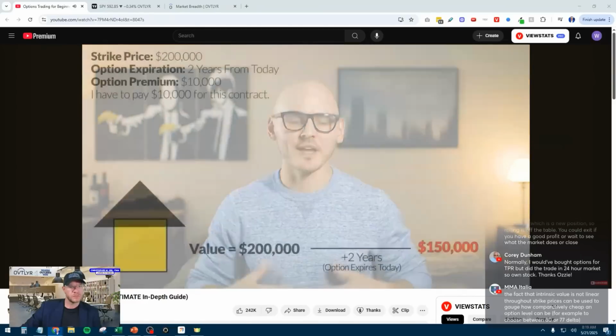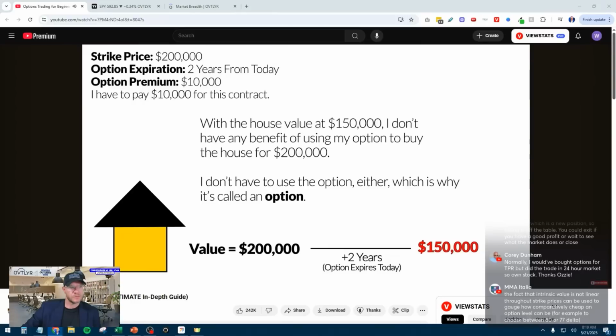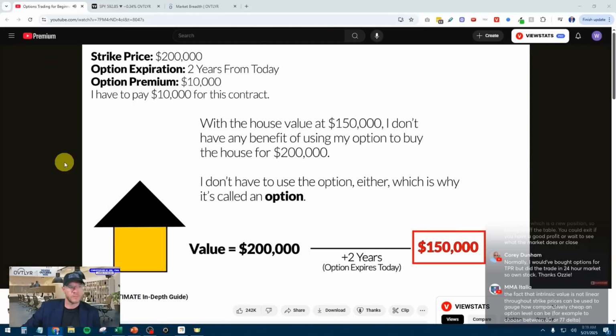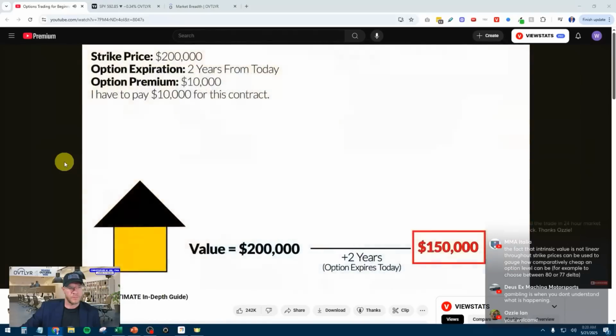But let's say the opposite happened and the house price did not increase and actually fell to $150,000 2 years from my purchase date of that option. Well, I don't actually have to buy the house for $200,000 because I had an option to buy it, but I don't have to exercise my right to buy the house at the strike price. So since the house is at $150,000, obviously I don't want to buy it at my strike price of $200,000 because if I really wanted that house, I could just buy it at the current market price of $150,000. And because of that, the option that I have is worthless. And since I paid $10,000 for that option and now it is not worth anything, I have lost my full $10,000 that I invested into that option.